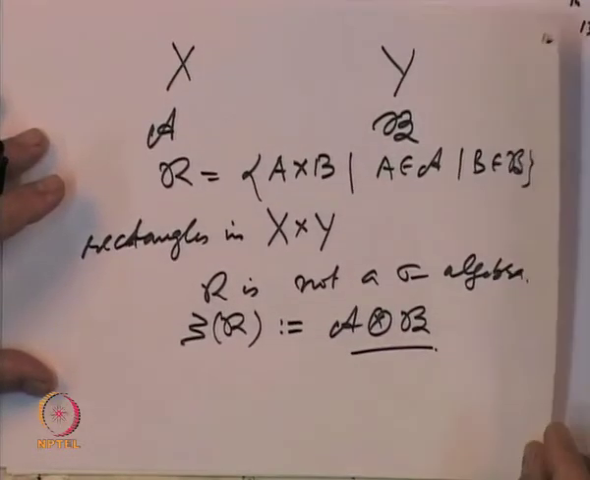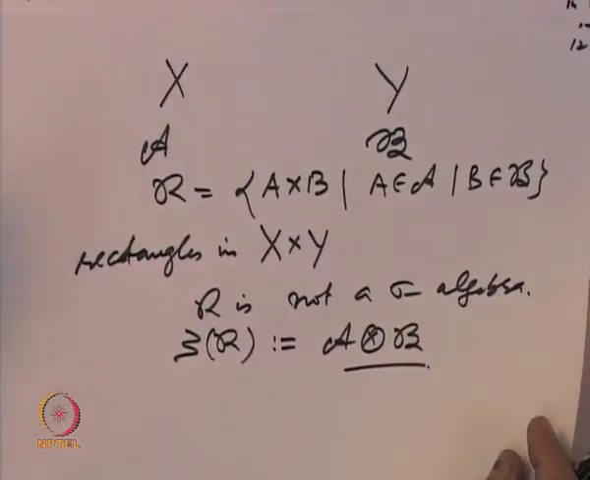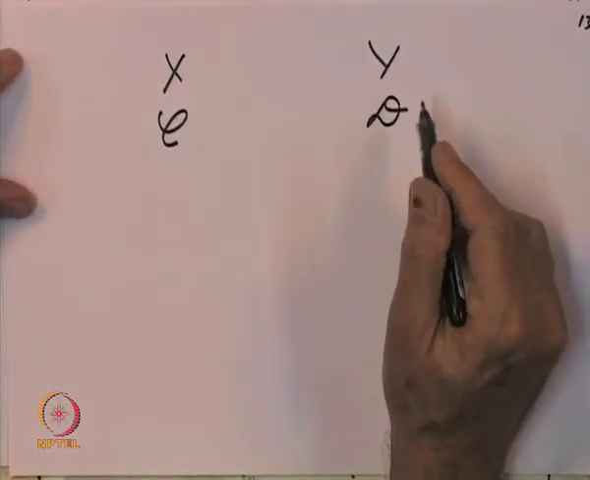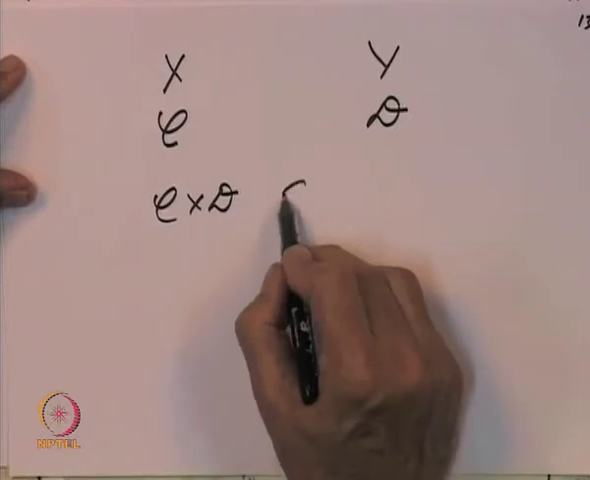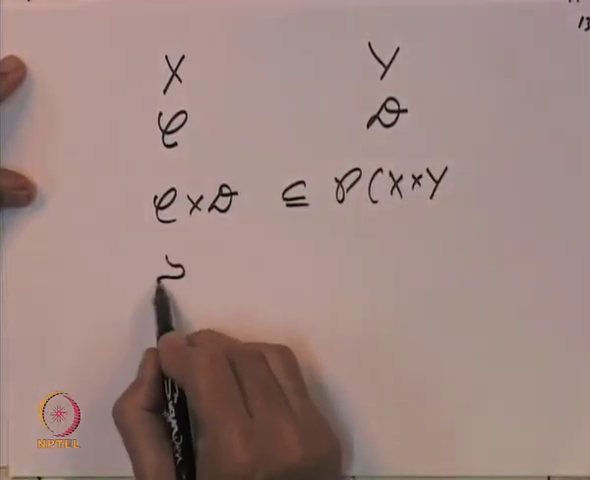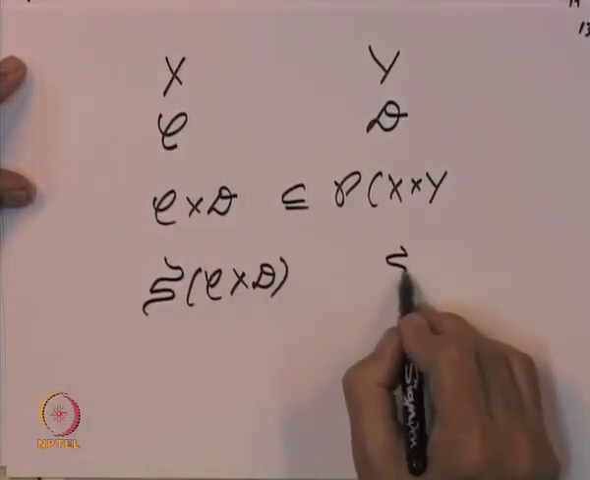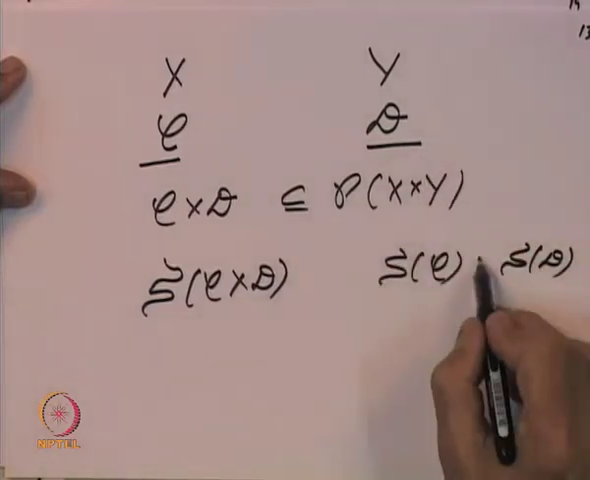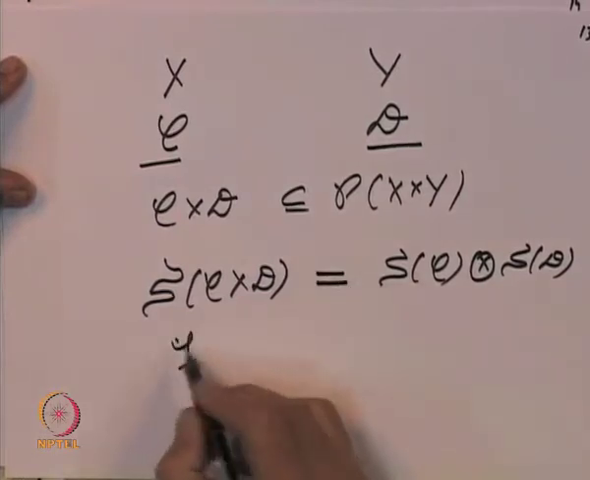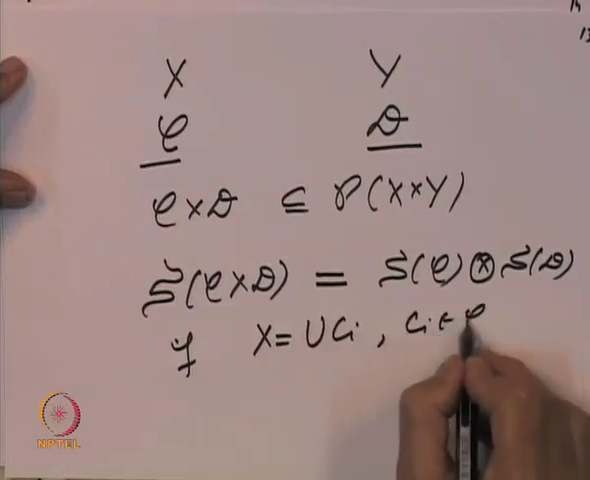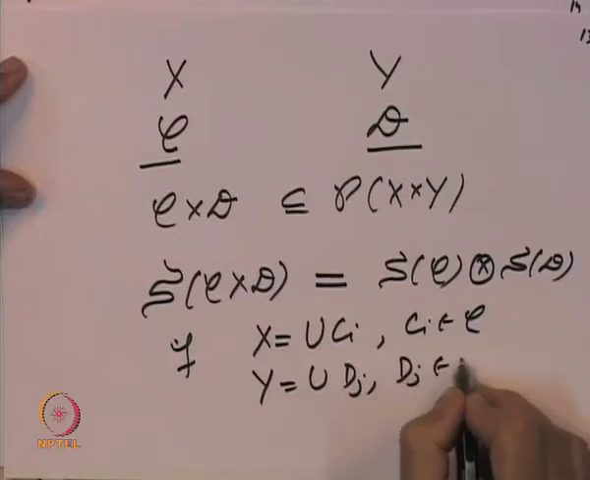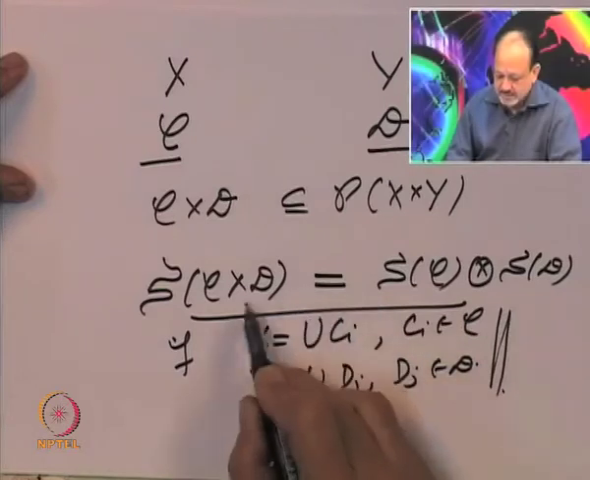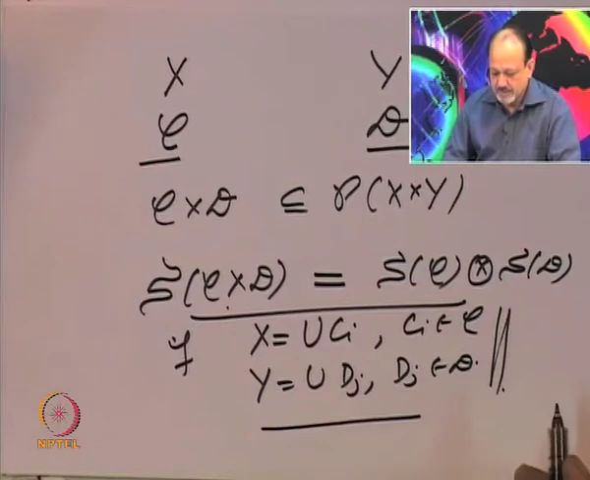Another way of generating product sigma algebras is by generating from collections, which we looked at. Here is X, here is Y, there is a collection C here, there is a collection D here. We get C cross D, a collection of subsets of X cross Y. One can generate the sigma algebra by this collection. On the other hand, one can first generate the sigma algebra S of C and the sigma algebra S of D, and then look at the product of them. These two are equal if we can write X as a union of C_i's belonging to C, and Y as a union of D_j's belonging to D. Under these conditions these two are equal, and if this condition is not true, then you can only say the left hand side is a subset of the right hand side. So, these are the product sigma algebras.